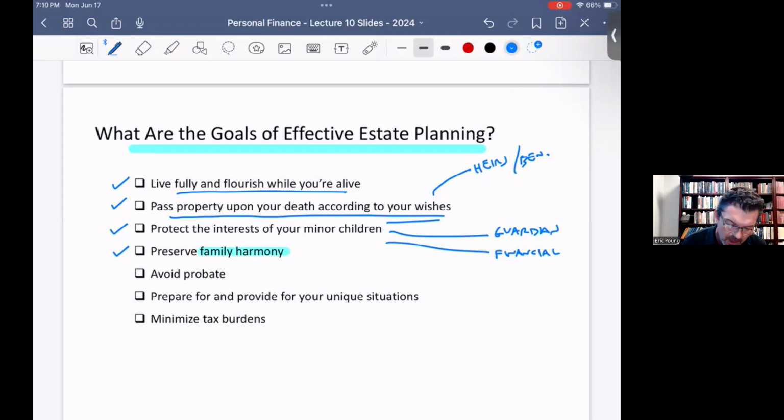Okay. You also want to avoid probate. We'll discuss probate in another slide, but probate is basically a process by which a county probate court looks over your will, determines that it's valid, and then administers the distribution of your property. Probate is, depending on how you set up your affairs, necessary, but if possible, you want to avoid it, and we'll learn how.